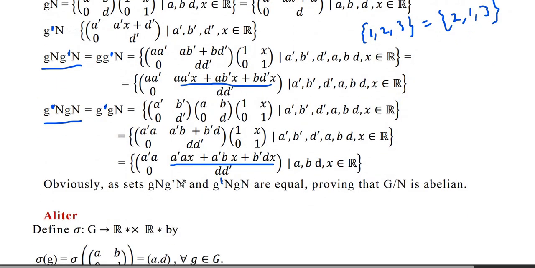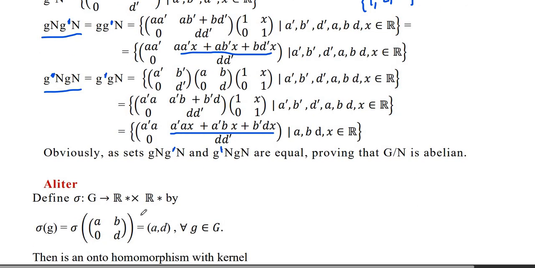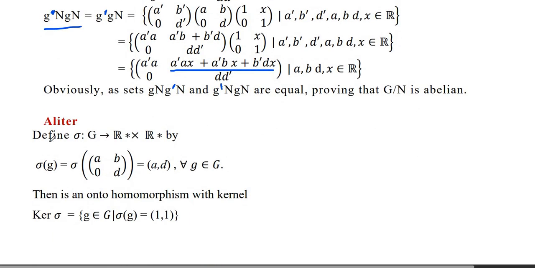Because G prime n and this are equal, we conclude that G mod n is abelian. There is another way to prove this result by defining a mapping sigma, which will be discussed only in the next section, homomorphism, and they are yet to be discussed in our videos. So we just give a hint of how else the same problem can be proceeded.